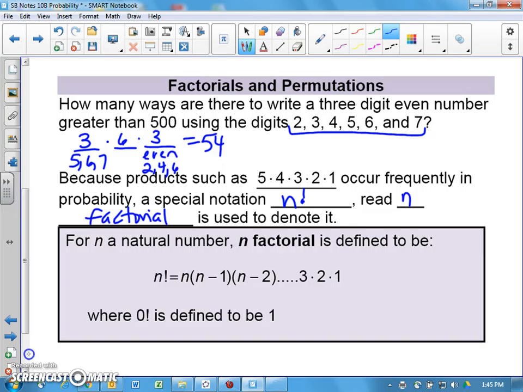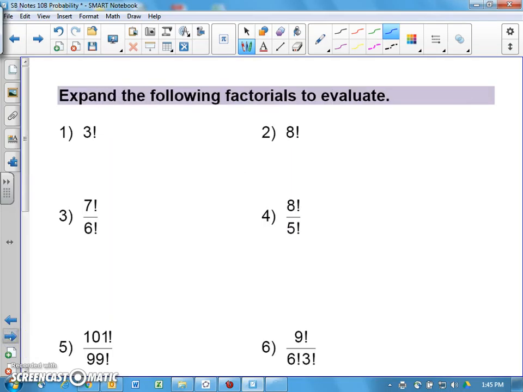So let's investigate this a little bit. If I have to figure out 3 factorial, I'm going to do 3 times 2 times 1. Multiplying that out, I find out that 3 factorial is 6. Okay, stop the video and go do 8 factorial on your own as a try me.